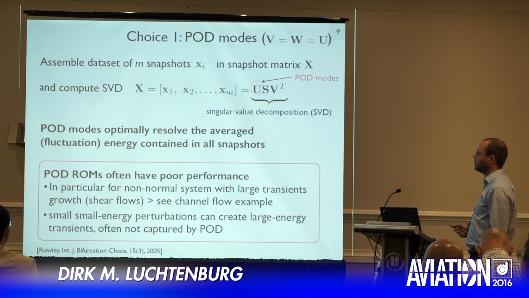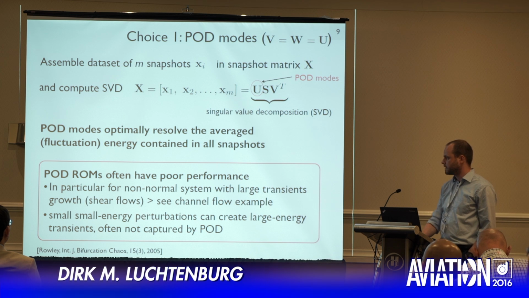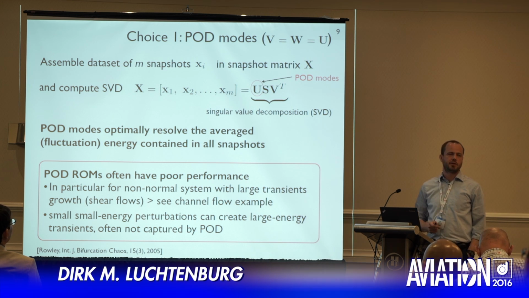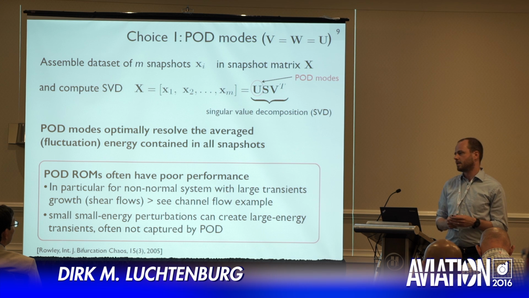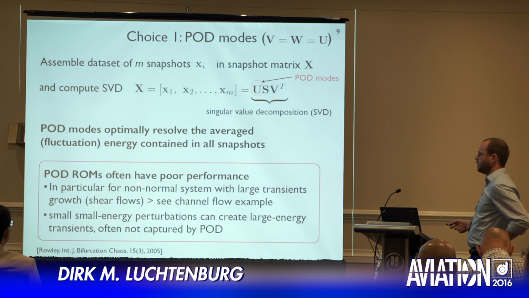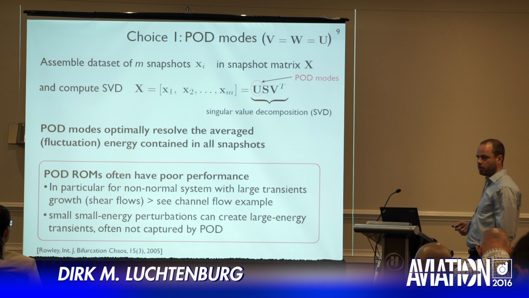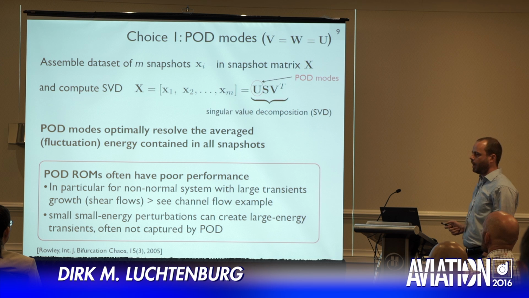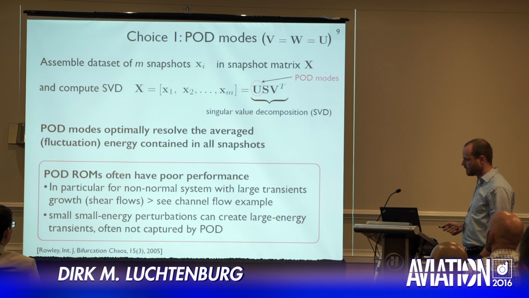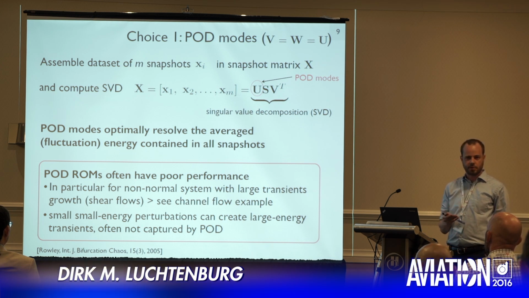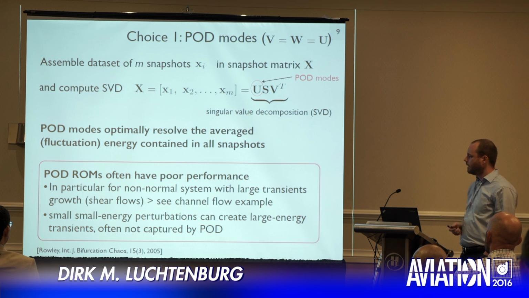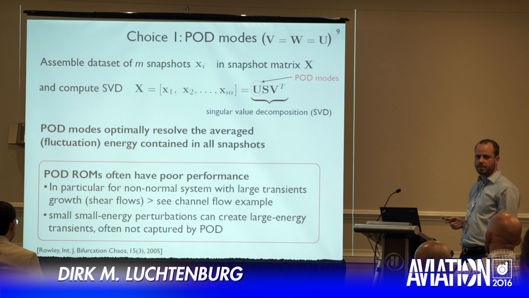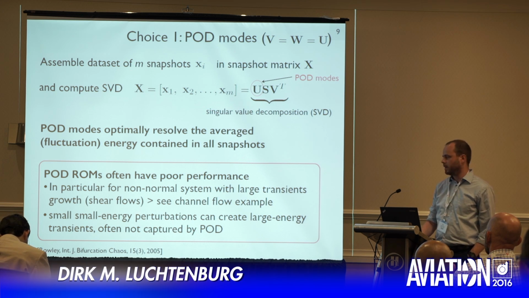Okay? So these modes basically optimally span your snapshot ensemble in the sense that they contain the most energy in the data. However, if you do that, then you just have modes that are optimized for fluctuation energy. So this can be a real issue for non-normal systems that Tim also discussed, where you have transient growth. So most of the time, in these kinds of flows, you can have small energy perturbations, which cause a large transient. And then, since POD averages over all snapshots, so it optimizes the energy over all snapshots, you don't necessarily capture important dynamics of the system.